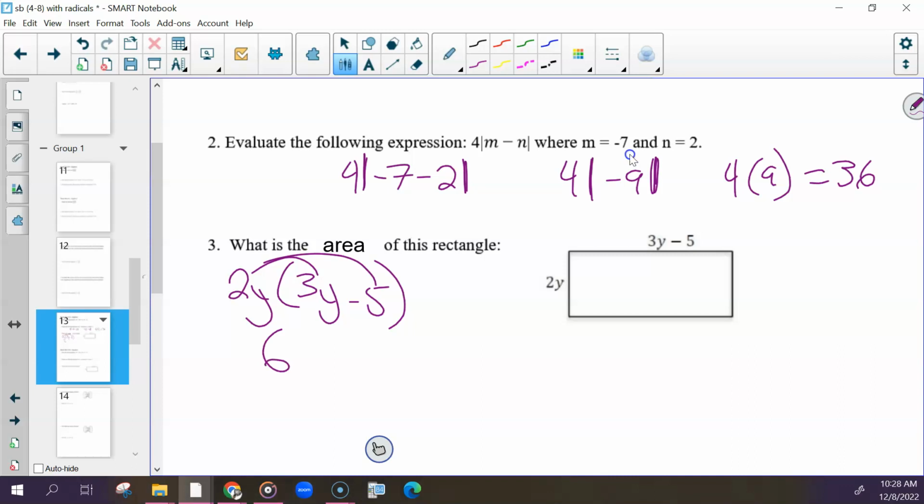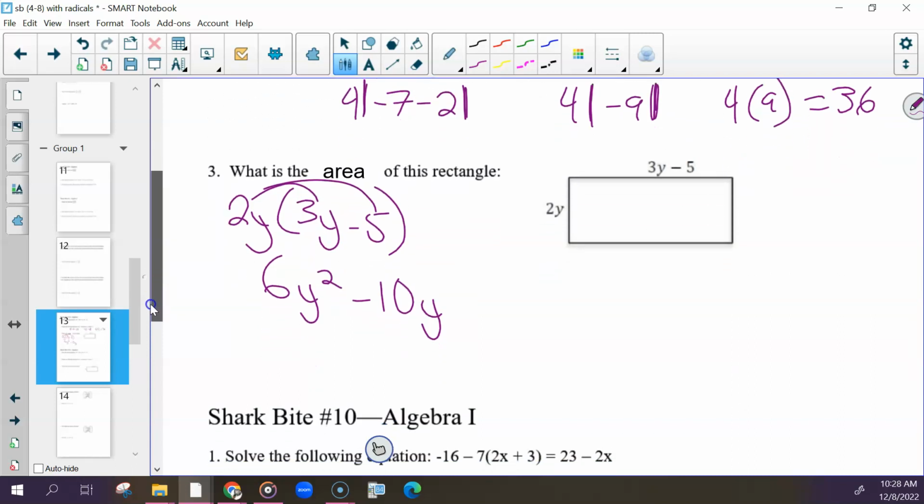Because we're multiplying like bases, we are adding our exponents. And then this would just become -10y. If we knew what the actual value for y was, we could find the actual area, but we don't, so that would be our answer. Questions on that one?